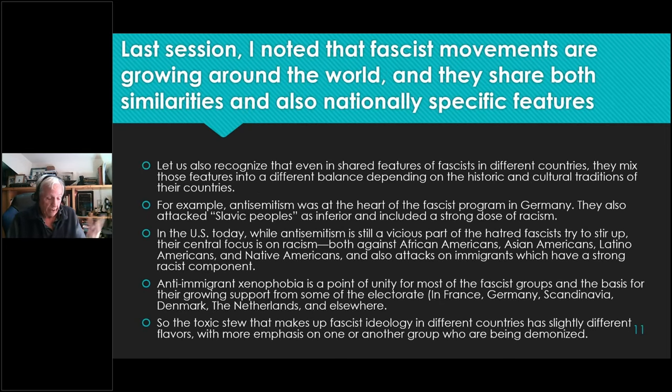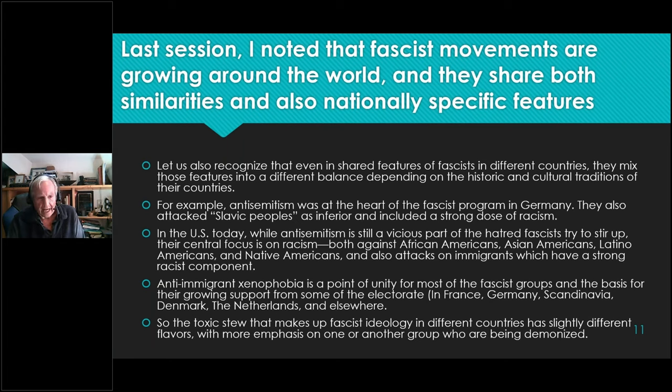So that's one of the historical points. Violence in the streets does not work on behalf of the left. It works on behalf of the right, and they take advantage of it, even when they get punched in the face. So that's one of the questions I wanted to address. The second is an ideological one. I noted that fascist movements are growing around the world, and they share some features that are similar around the world, but also nationally specific features.